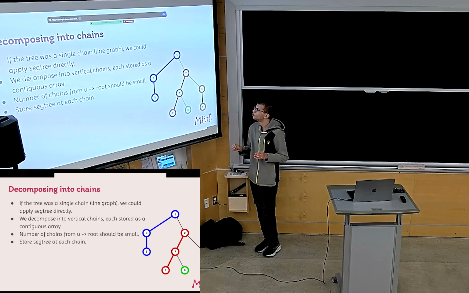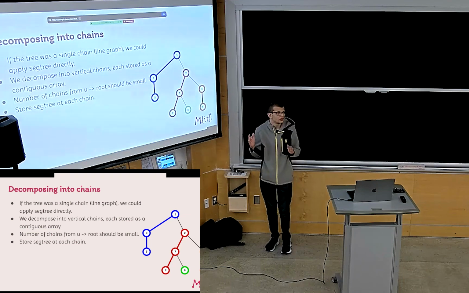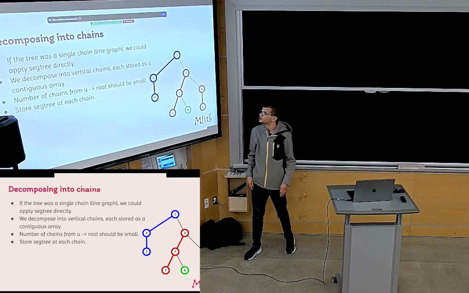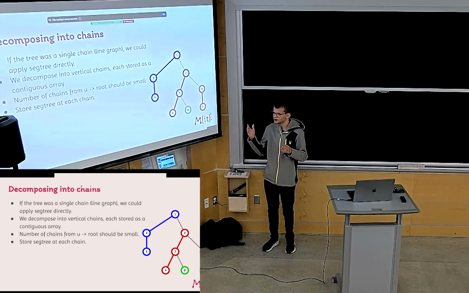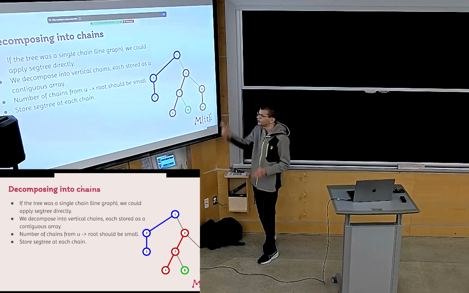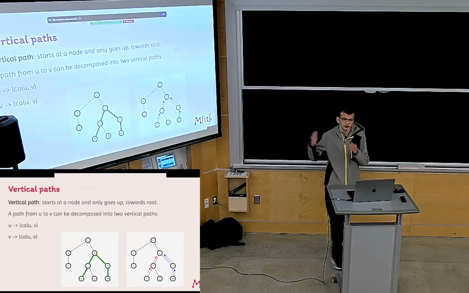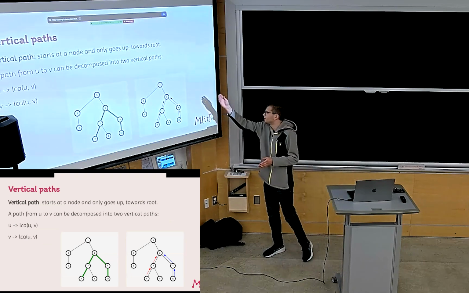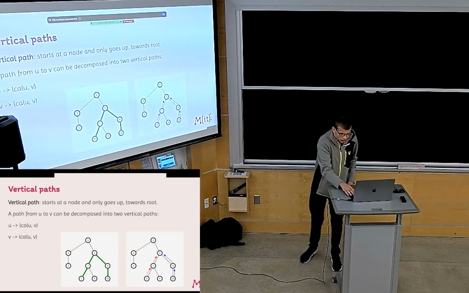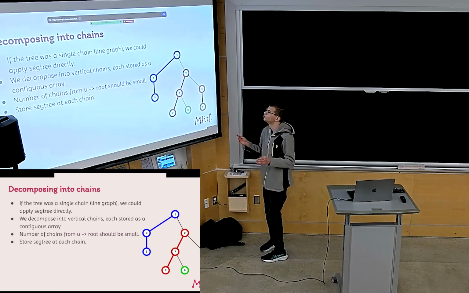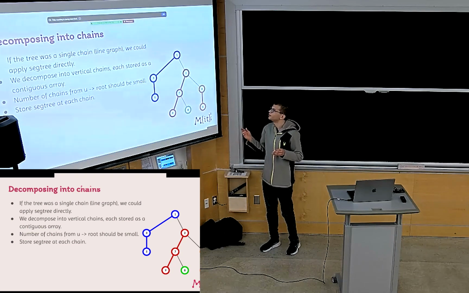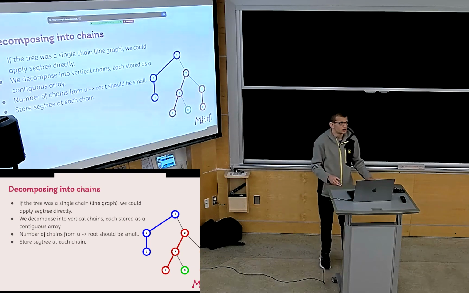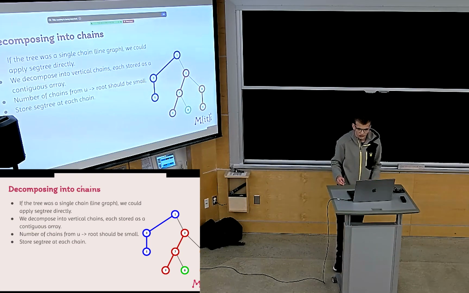Now, what we care about with this decomposition is that the number of chains on any path from u to the root should be small. The reason we only care about paths from u to the root is because, as I just showed in the previous slide, an arbitrary path can be decomposed into two vertical paths, and a vertical path is just a subset of a path from a node to the root. So really, we just want to minimize the number of chains on any vertical path in our tree. And then we will store a segment tree at each chain, and that will allow us to do queries efficiently.